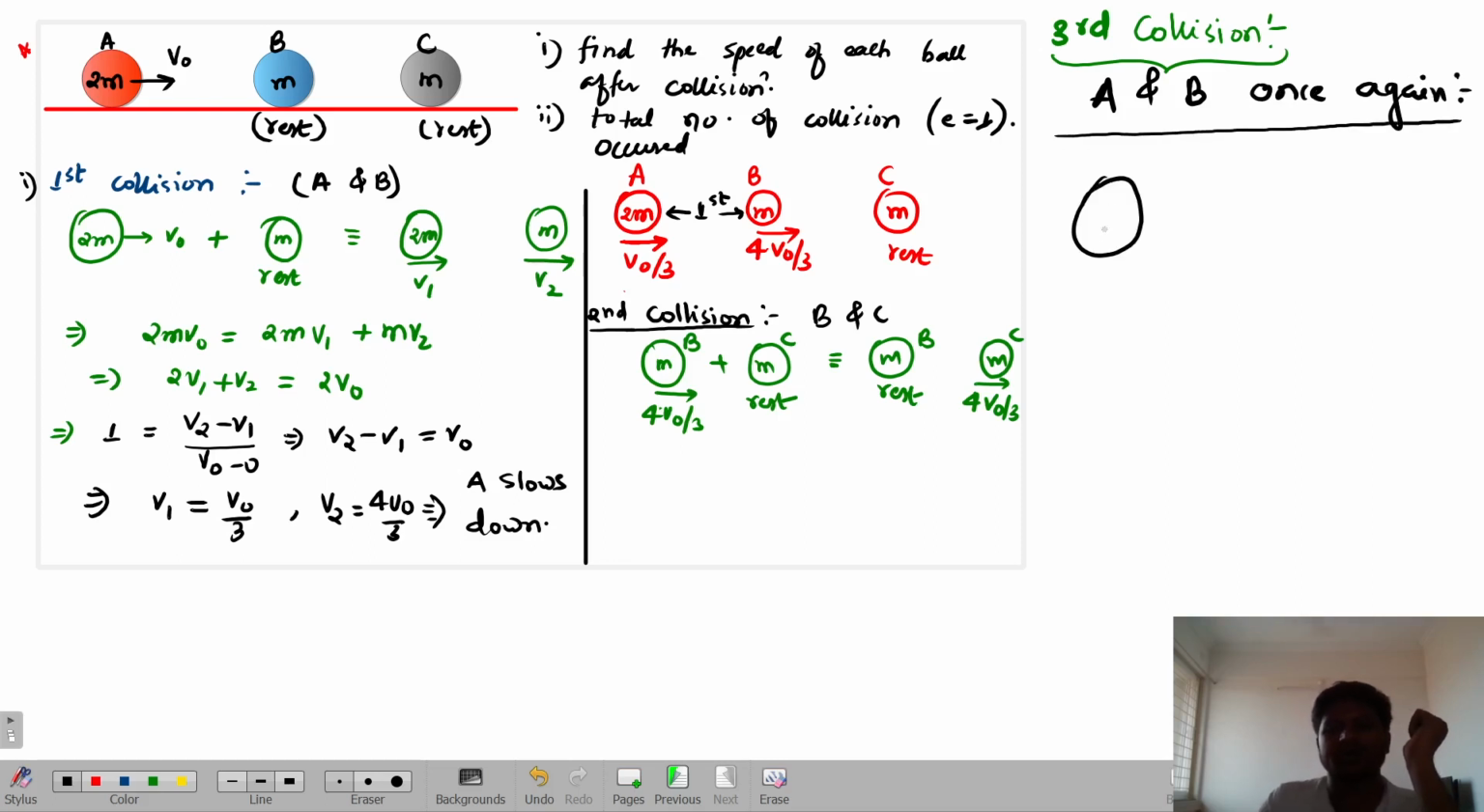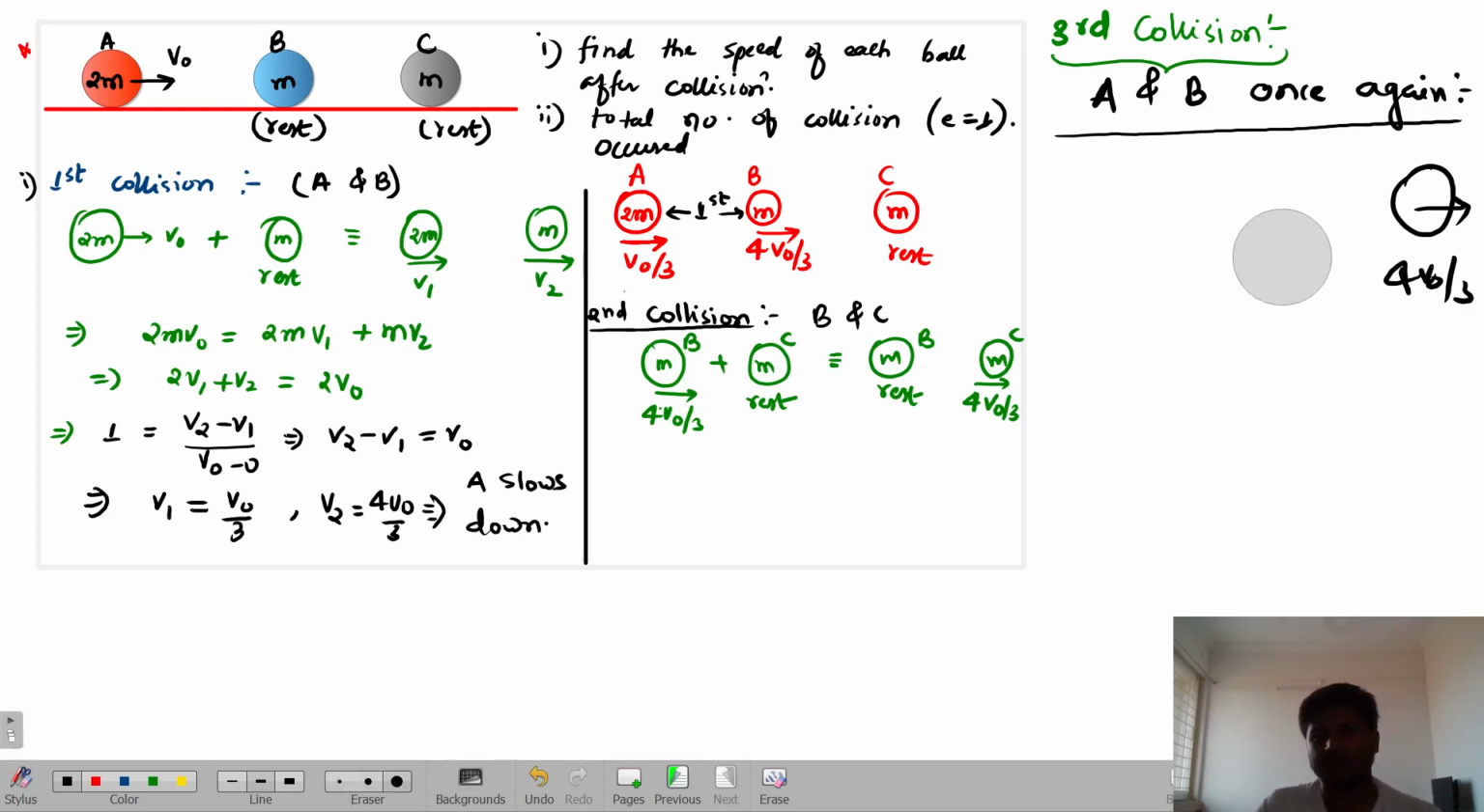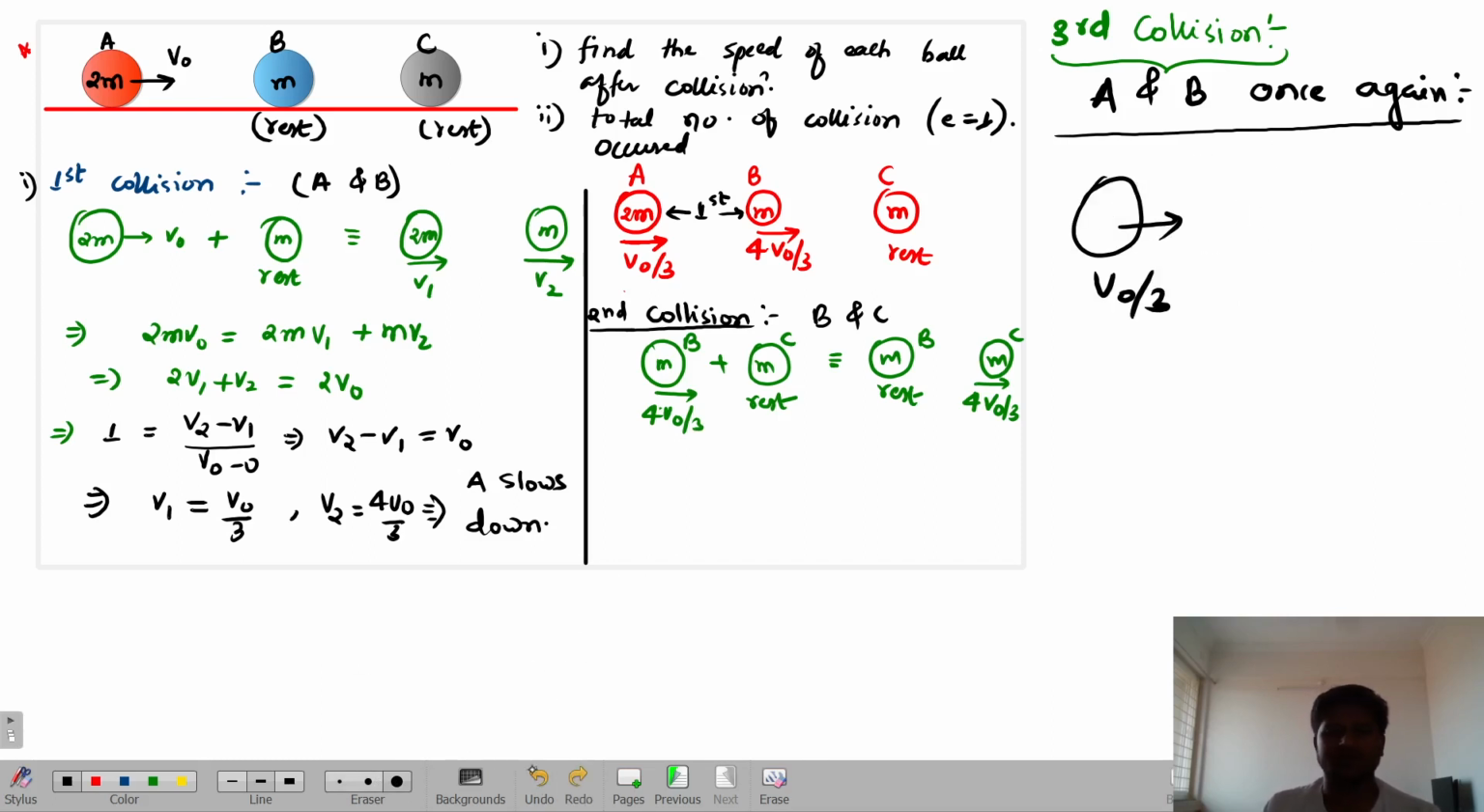Why? A was moving with V naught by 3, B came to rest and C is moving with 4 V naught by 3. So there is once again a collision between A and B. Then A and B will have their own different velocities. Let us see what they attain.